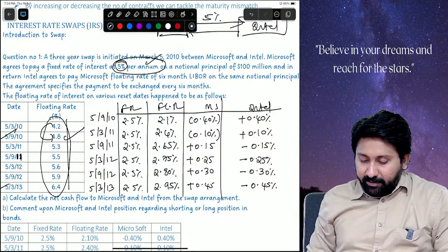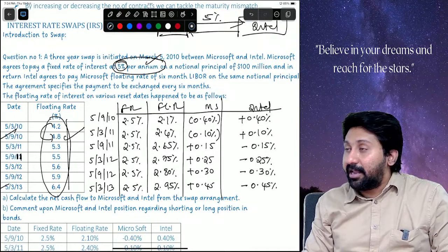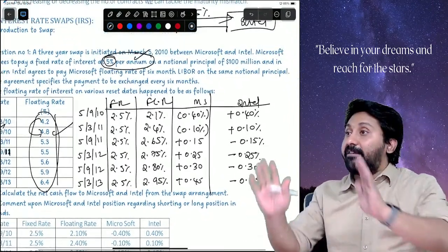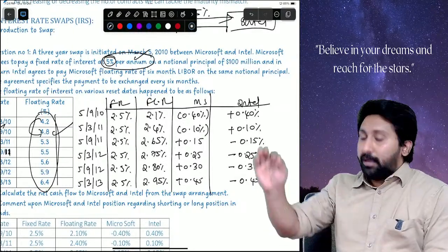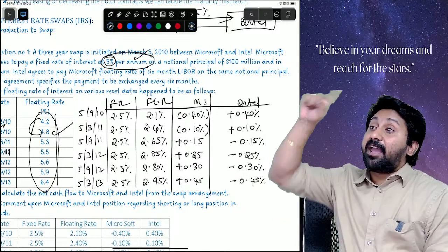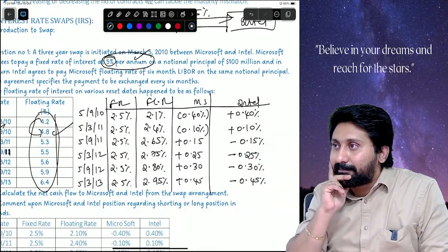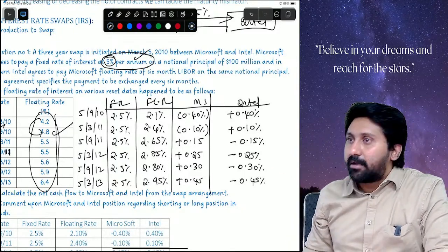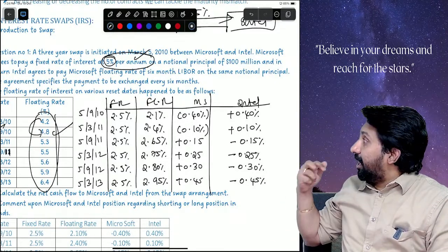So now tell me, who won the game in the first two cases? Intel. In the other cases? Microsoft. Now I will ask you a question. Think and answer. This is an important observation. Who really has floating with the bank? Microsoft. Correct? Microsoft really has a floating.